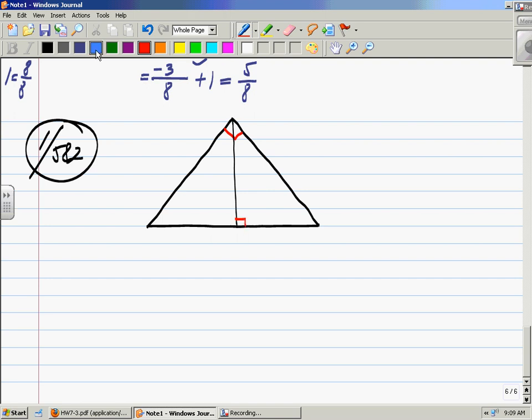They're telling me that one side, this one here, is 6. This small side here is x. And they also say that this side is 9 units long, and this side here is y, right?